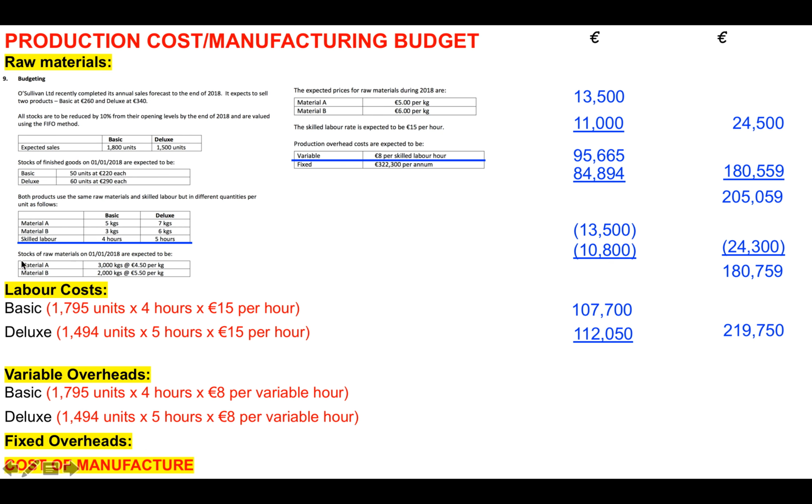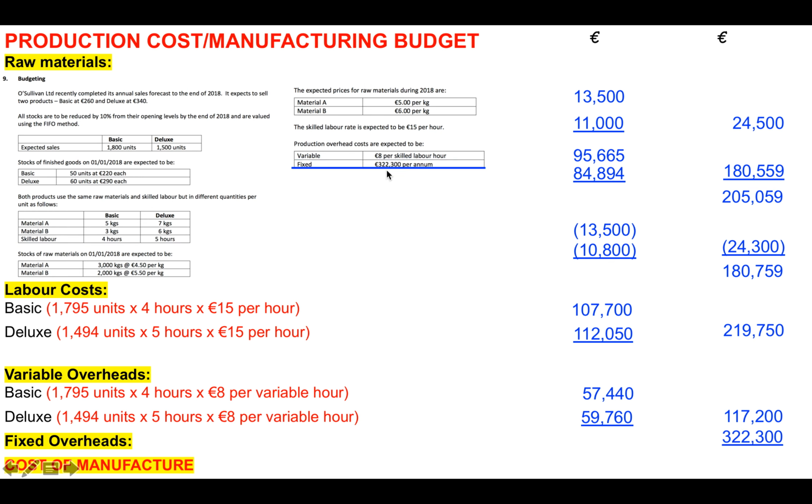So my variable overheads, I've got €8 per skilled labour hour. So my skilled labour, I'm going to need to take these hours into consideration as well. So 1795 multiplied by 4 hours multiplied by €8 per skilled labour hour, €57,440. And then we've got for deluxe 1494 units by 5 hours by €8 per skilled labour hour, €59,760. So altogether for the variable overheads, €117,200.